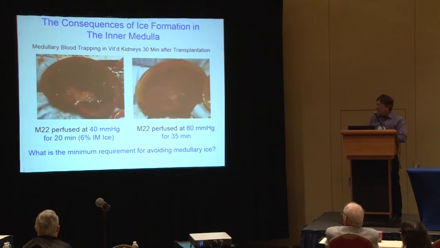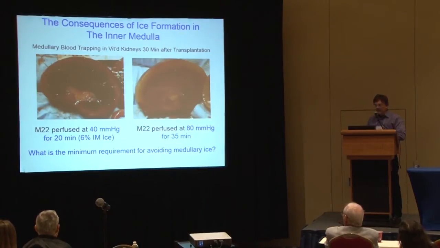This is a kidney that was loaded with our standard cryoprotectant introduction procedure. We perfuse it at a mild, non-damaging pressure for 20 minutes. And when you cool it and warm it, we find that it forms about 6% ice under these circumstances.